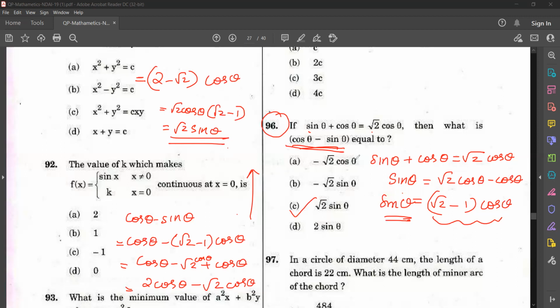Okay, so this is simple, just simplification. First we found sin theta, then we substituted that here, then we have to see the option. In the option, mostly sin theta is there, so try to make that into sin theta. You'll get the answer. Option C is the correct answer. Copy down. If you have any doubts, just clear that also. Okay, let's go to the next question.